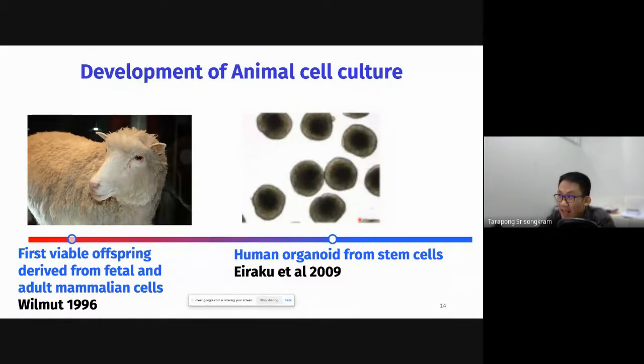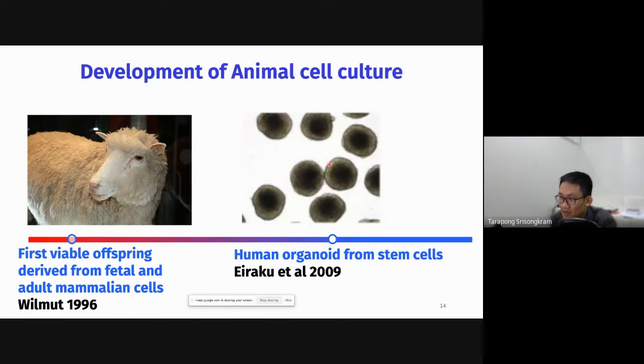And the next one is that some scientists also used somatic cells, which are cells from mammals, and they could clone animals from the cells. Here is Dolly the sheep. Maybe some of you have heard about this sheep before. It was cloned from somatic cells.